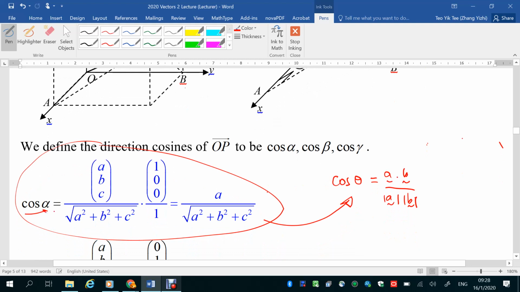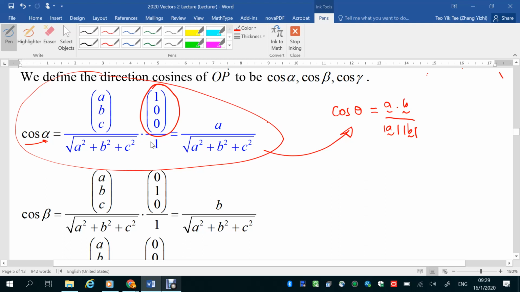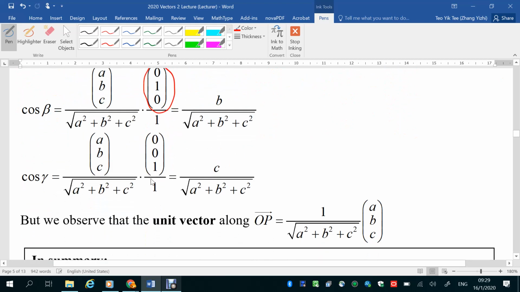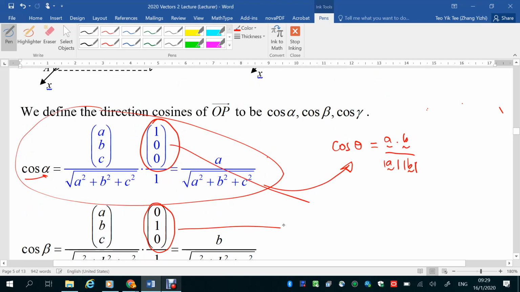As I said, cosine alpha is the angle that your vector OP makes with the x-axis. So this 1, 0, 0 is the direction for your x-axis. Similarly, cosine beta is the angle that your vector makes with the y-axis, and the y-axis is parallel to 0, 1, 0. Then of course for the z-axis, 0, 0, 1. Please write this down. Fundamentally, we are just activating this formula.